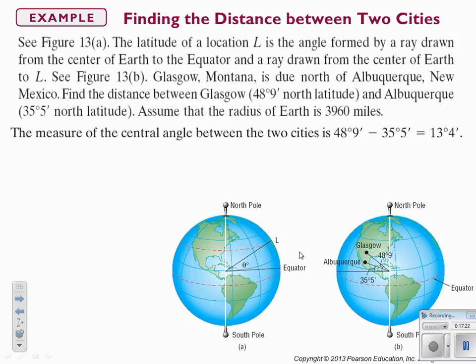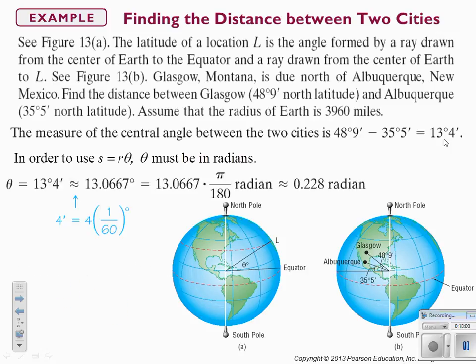Oh, awesome. Okay, so now we have to find the measure between these two cities. So we're going to subtract 35 degrees, 5 minutes from 48 degrees, 9 minutes. So we get 13 degrees, 4 minutes. That is this guy right here. And then we can use arc length. S equals r theta, and as long as theta is in radians, but we don't have radians, so we have to convert.